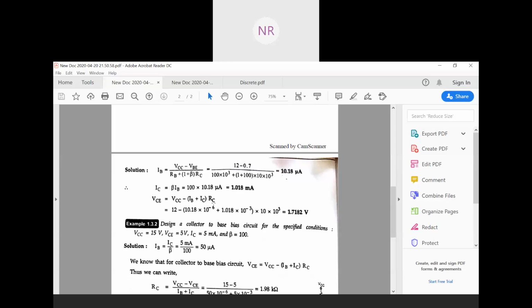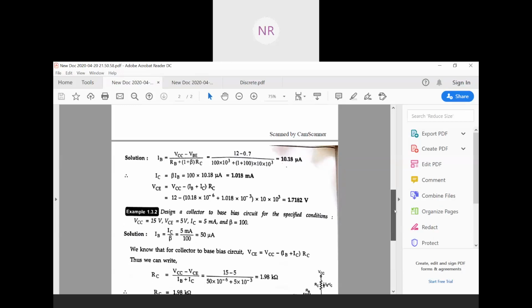Okay. So next you are going to calculate VCE. VCE is nothing but VCC minus IB plus IC into RC. IC is beta into IB, you know. If you have calculated IB, you can easily calculate IC. Substitute all these values, you will be getting this answer.